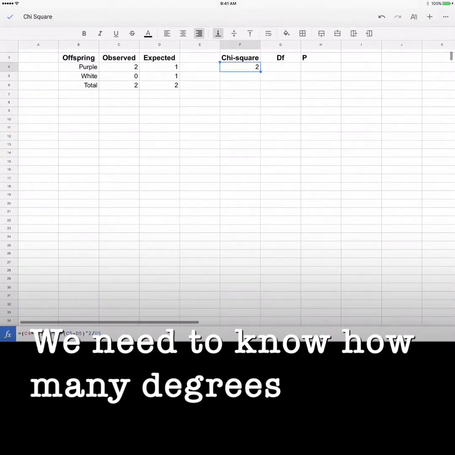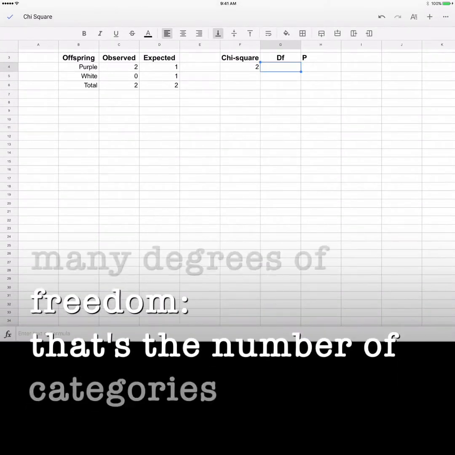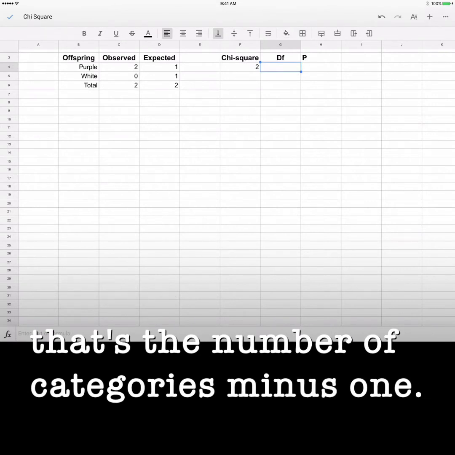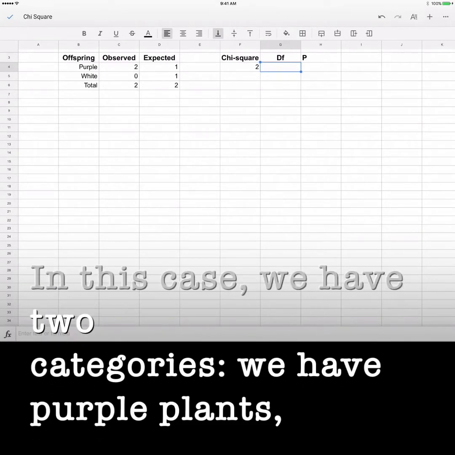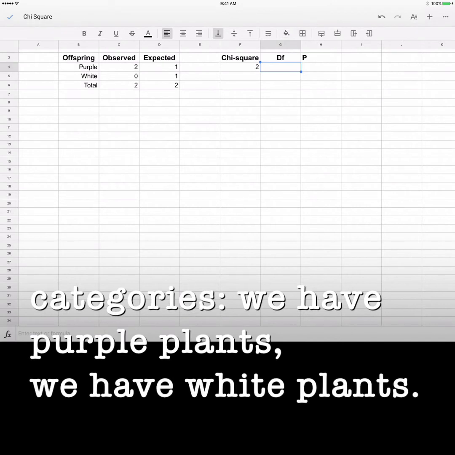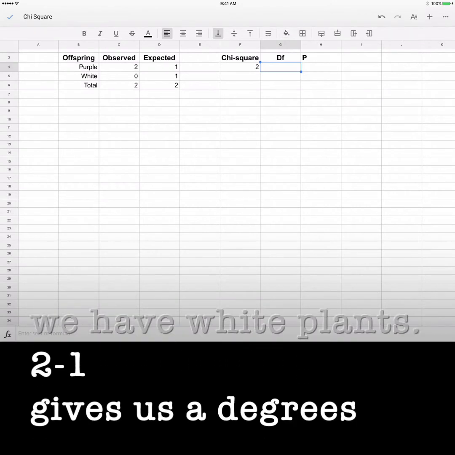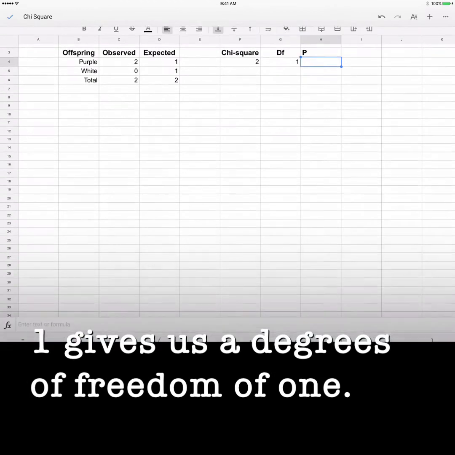We need to know how many degrees of freedom. That's the number of categories minus 1. In this case, we have 2 categories. We have purple plants and we have white plants. So 2 minus 1 gives us a degree of freedom of 1.